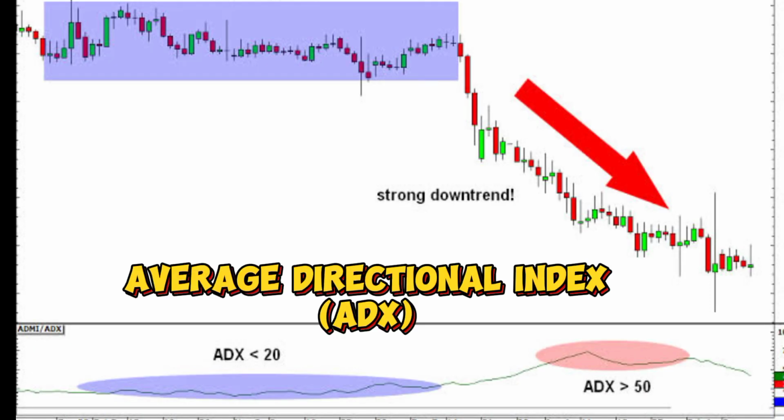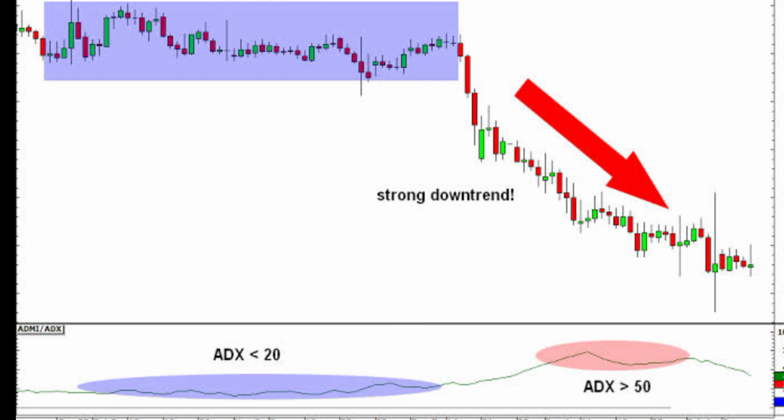2. Average Directional Index (ADX). ADX measures the strength of a trend, indicating whether it is gaining or losing momentum. High ADX values suggest a strong trend, while low values indicate a weak or sideways market.